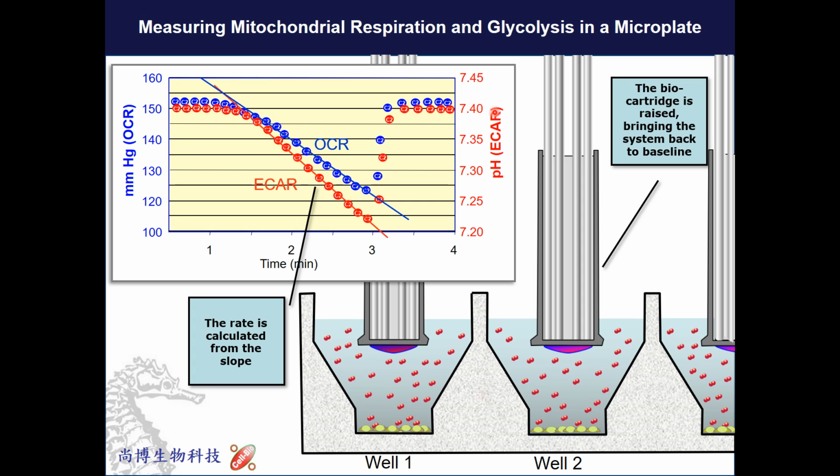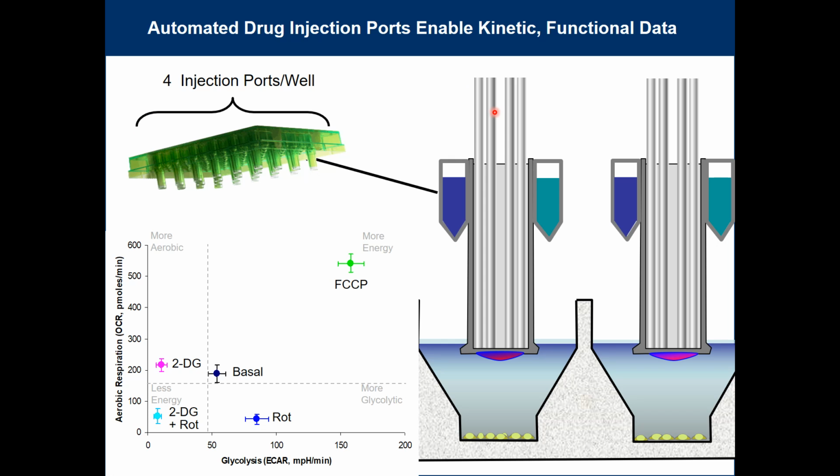So by this design, we can incorporate the auto drug injection. With the auto drug injection, we can inject anything we want, like something you are interested in, like substrate, inhibitor, inducer, toxin, or testing drug.